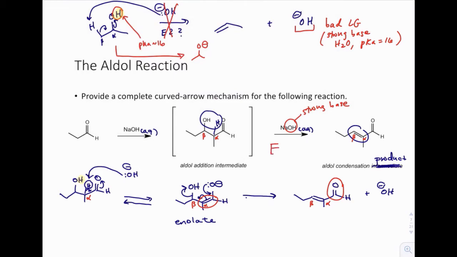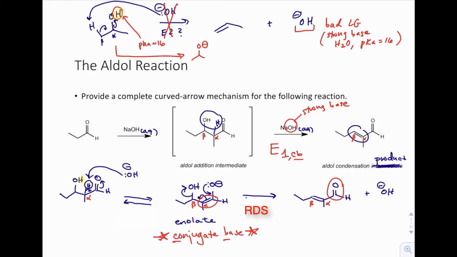This is an E1CB, where it's E1 and there's a unimolecular rate law. So this would be the rate determining step. And then the CB, there's no comma here. The CB stands for conjugate base. And again, this elimination of hydroxide only happens because it goes through a stable conjugate base.